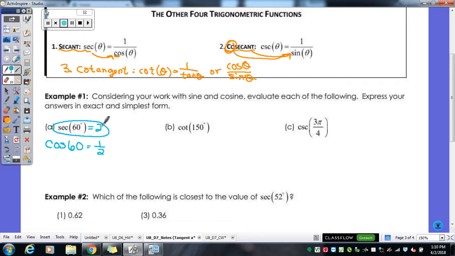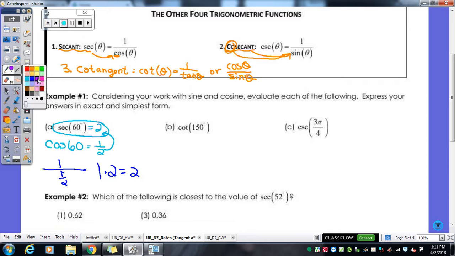What I did is I figured out cosine, and then I just take that value and flip it. That's your reciprocal. The other way you could do it is it's 1 over 1/2, in which case you would do your keep, change, flip, so it's 1 times 2, 2. The short way is to just flip your fraction. Okay?